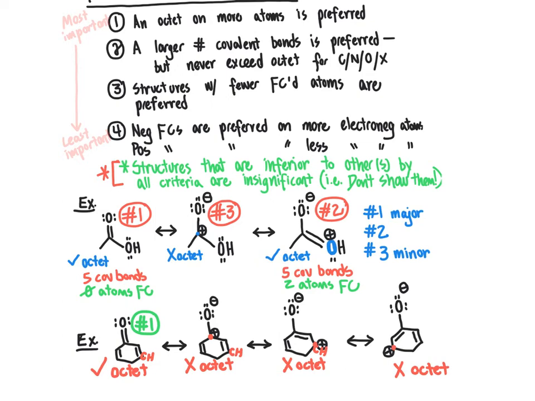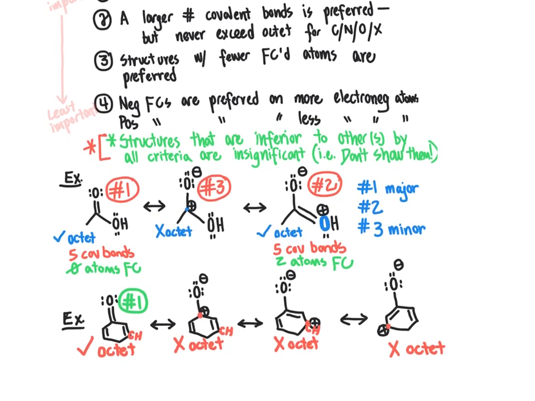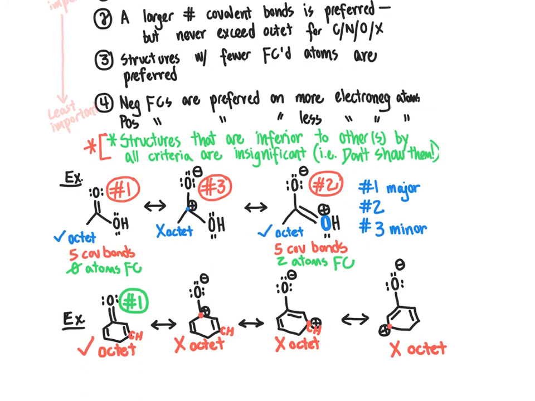So coming through, ranking number 2, 3, and 4. We're going to go through the criteria in order here. So second item on our list of criteria for determining the relative rank is that a larger number of covalent bonds is preferred as long as we don't exceed the octet rule. So larger number of covalent bonds, we're going to write out how many covalent bonds are in each of these structures that are left here that we haven't yet ranked.